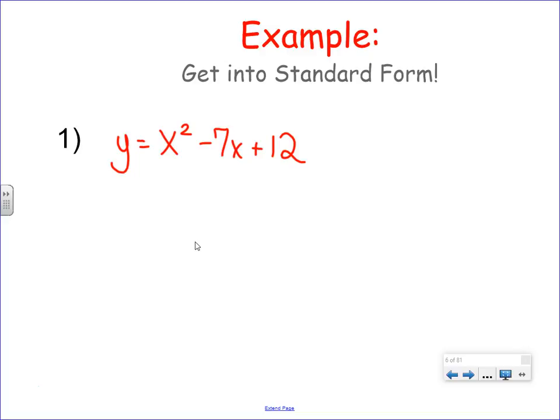Try to get all the way through to find the vertex. If you want to factor, you can. That's great for zeros, but that's not good enough. We need to get standard form.